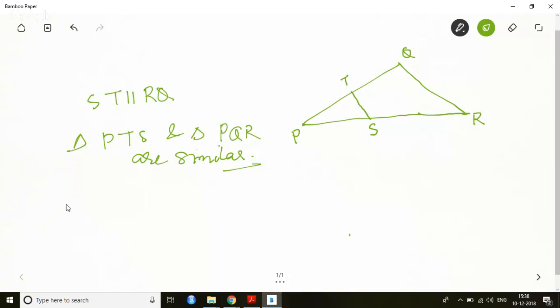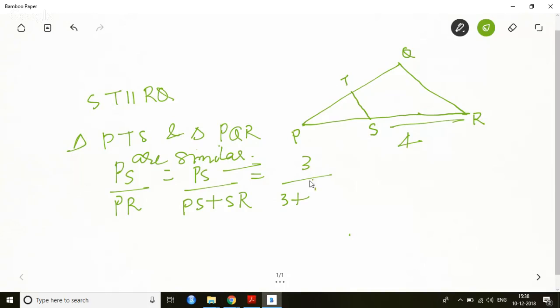What do I have to find out? PS has been given as 3 and SR has been given as 4. So the relationship would be PS divided by PR, and PR is PS plus SR. So this is 3 and this is 3 plus 4. How much does it come to? This comes out to be 3 divided by 7.